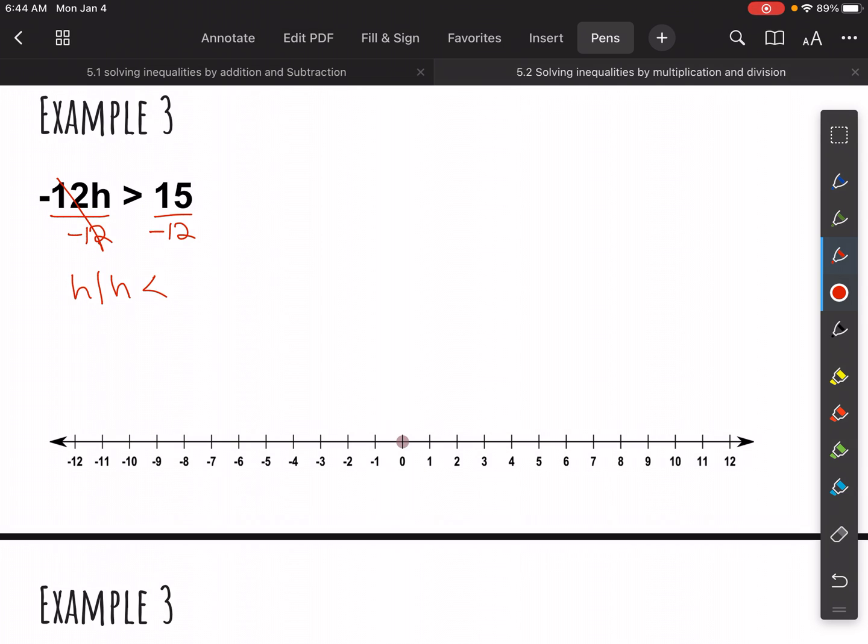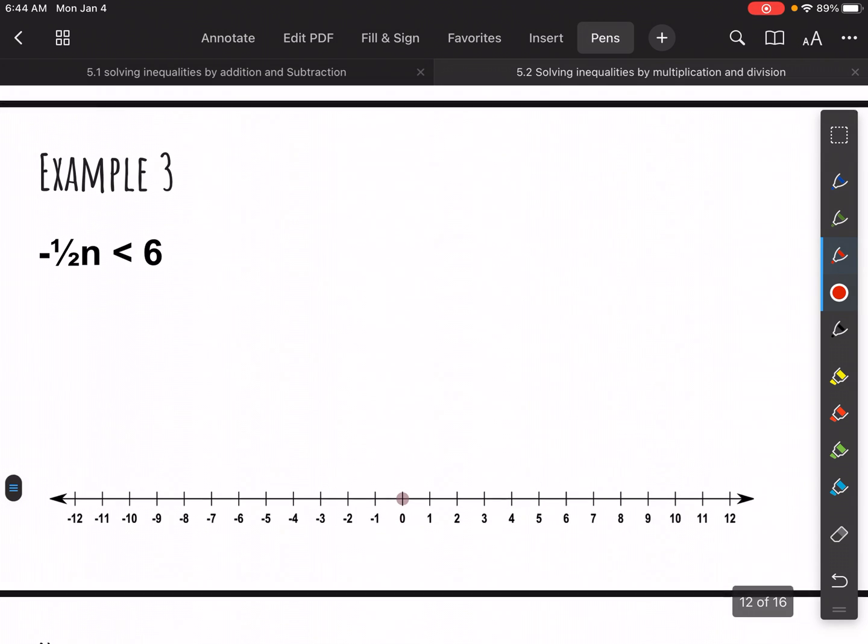Okay, so I have 15 divided by -12. 3 goes into both of those, so if I divide both of these by 3, I can reduce this. I get -5/4. But I don't like it improper, so that would be the same thing as -1 1/4. Okay, so let's go to -1 1/4. We have an open circle, and it's saying that h is less than, so it's all the numbers less than that.